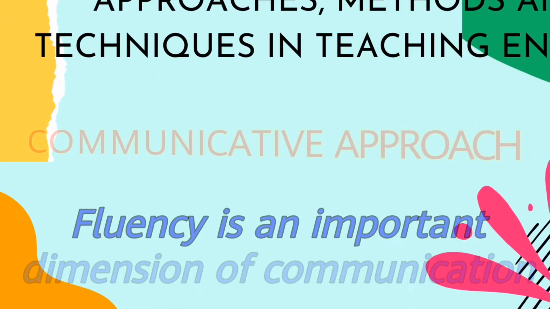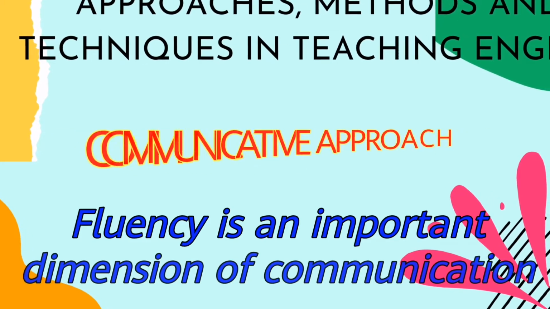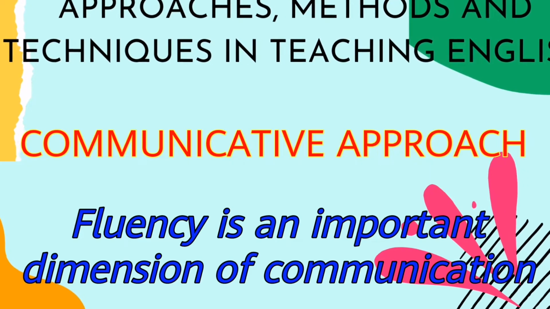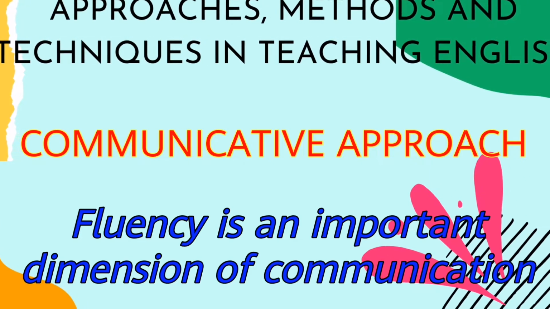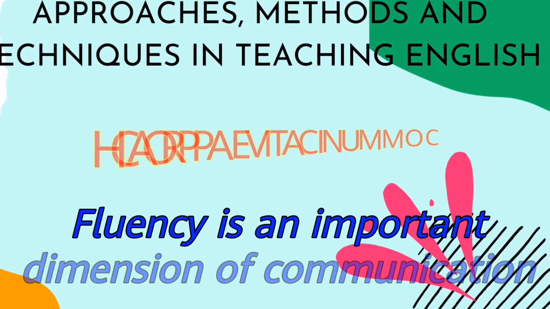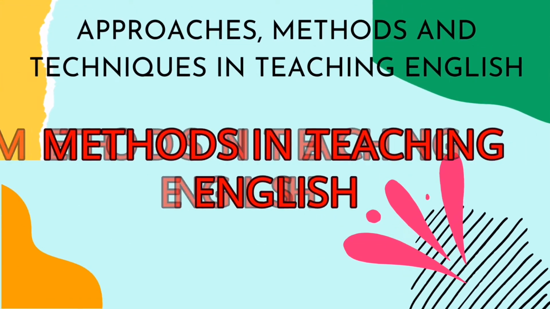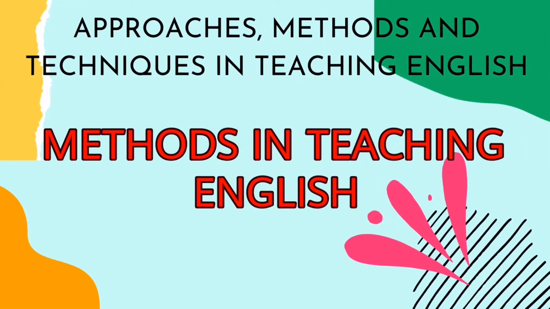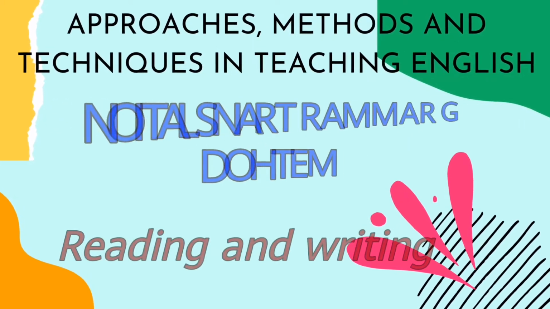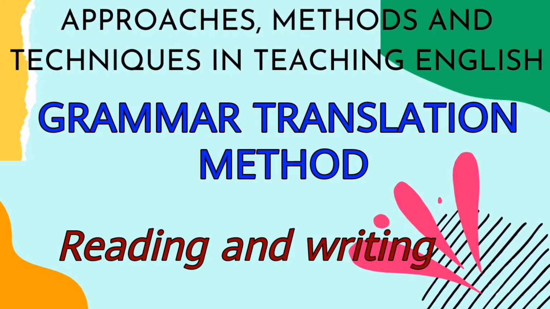Third is the communicative approach. Learners learn through using it to communicate. Communication involves the integration of different language skills. Thus, fluency is an important dimension of communication. Those are the examples of learning approaches in teaching English. There are also different methods in teaching English in the class, like number 1, the grammar translation method. The primary skills to be developed in this method are reading and writing.